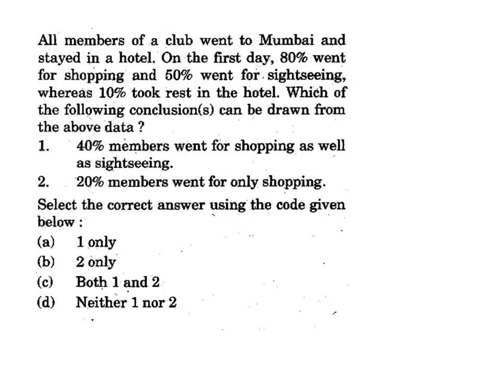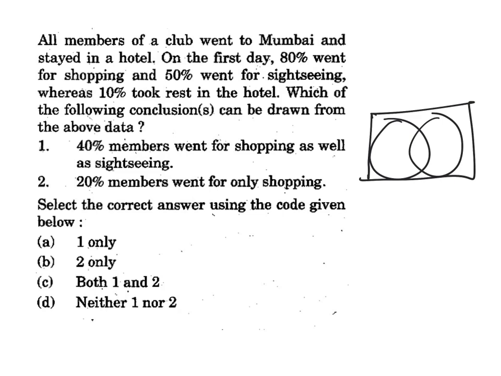All members of a club went to Mumbai and stayed in a hotel. On the first day, 80% went for shopping and 50% went for sightseeing. So it's a Venn diagram question again. Take 100%. Shopping is 80, sightseeing is 50, and 10% took rest. So if I take it, 80 plus 50 is 130, 130 plus 10 is 140.